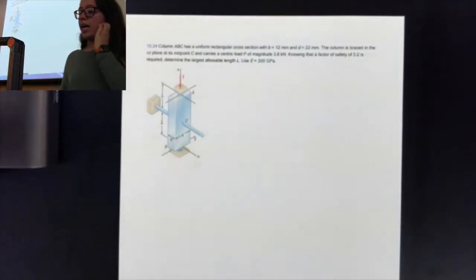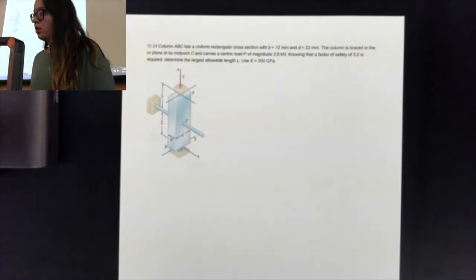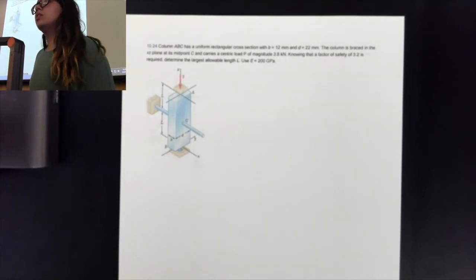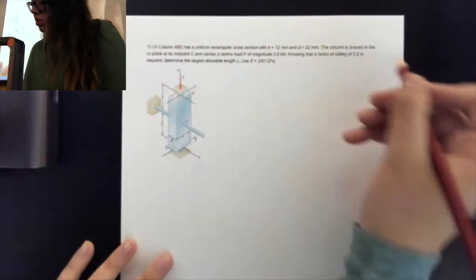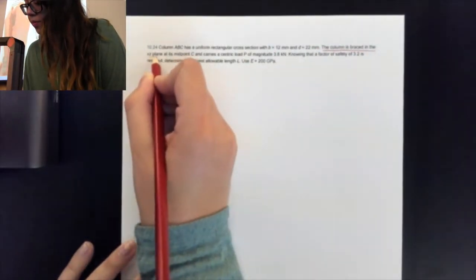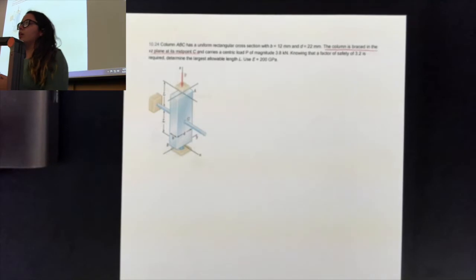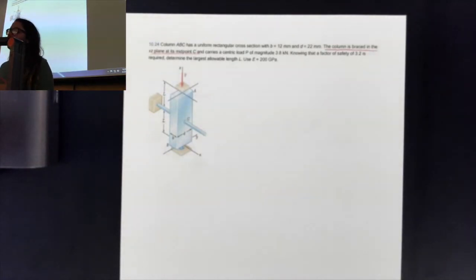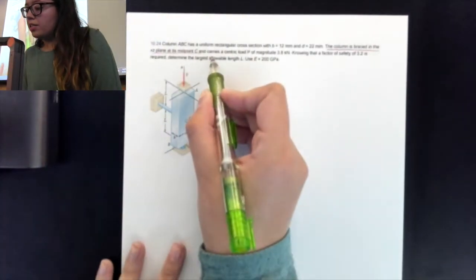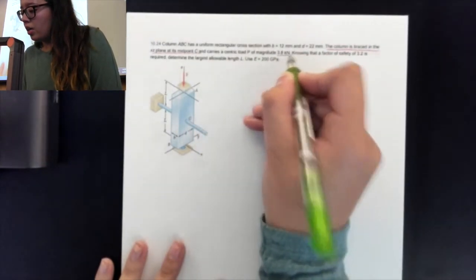The column is braced in the XZ plane at its midpoint C. Do we think that that's important? Yeah, okay, it is super important. So we're going to underline it. Okay, so the column is braced in the XZ plane at its midpoint C. So here we're talking about planes. Okay, this is why I brought up planes at the beginning. All right, so that's going to be super important to see where these planes are and where the buckling is happening in these planes. All right, and they say it carries a centric load P of 3.8 kilonewtons.